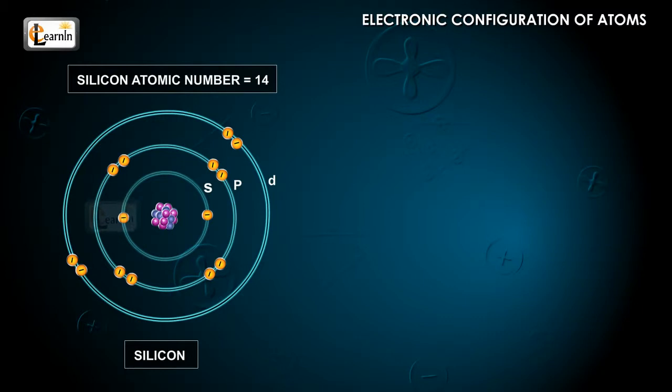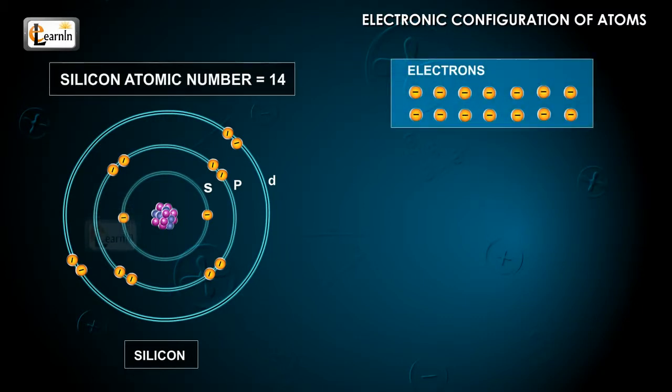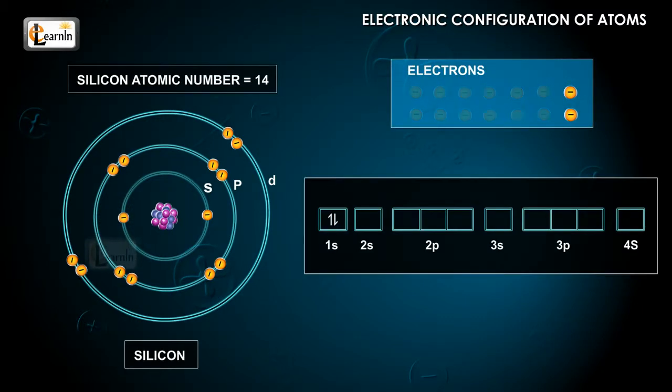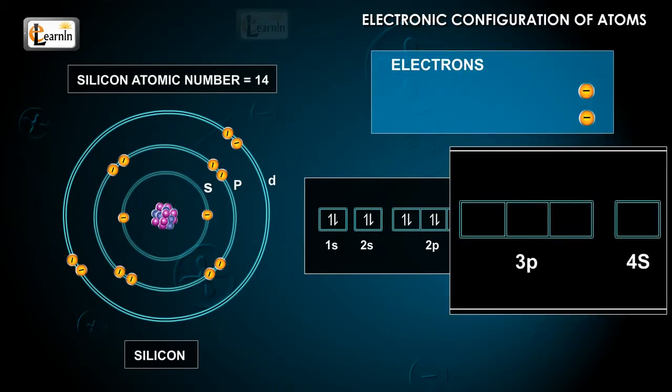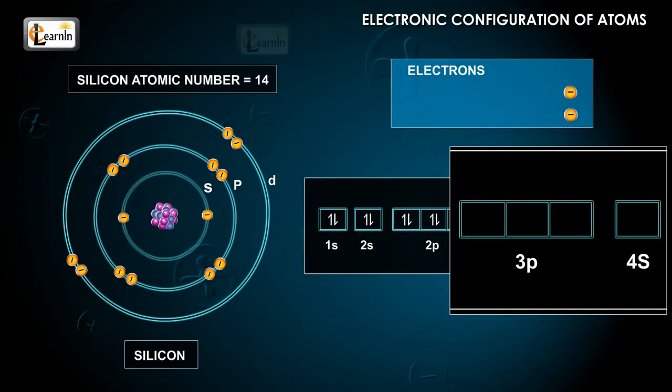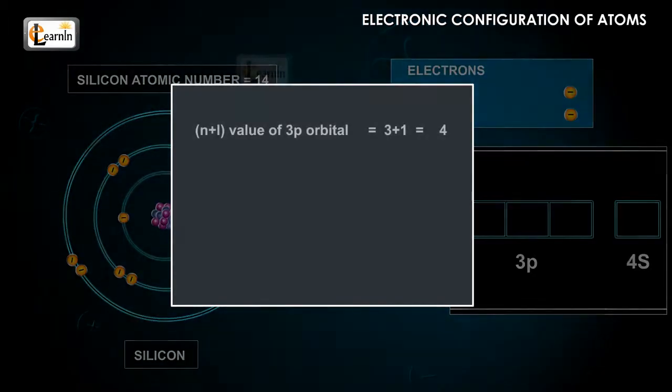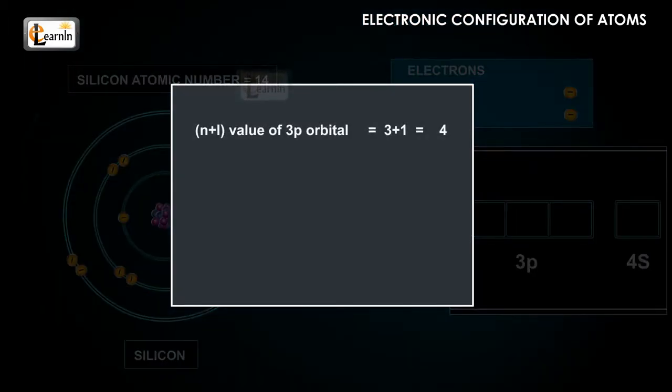Consider the example of silicon, whose atomic number is 14. 12 electrons can be accommodated in 1s, 2s, 2p, and 3s orbitals. Now, the last two electrons can enter into the 3p or 4s orbital. The n plus l values of these orbitals are the same. That is to say, 3p orbital has n plus l value of 3 plus 1 is equal to 4, and 4s has an n plus l value of 4 plus 0 is equal to 4.